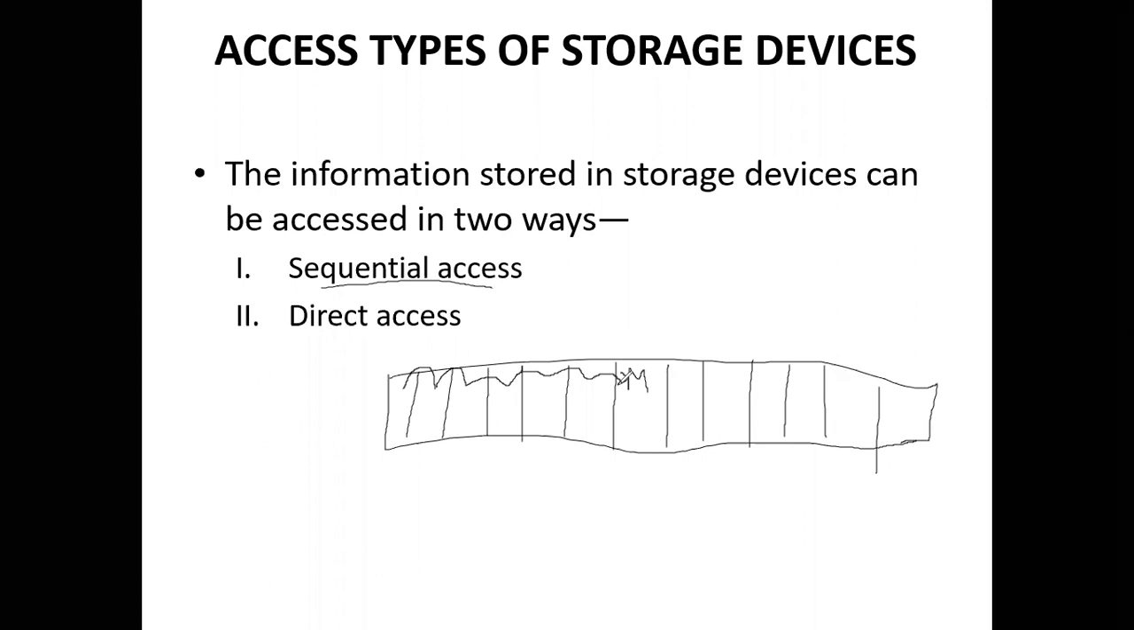Direct access. With direct access, the record is accessed directly, without going through the sequence to say, no, we'll start from here, then go there, then go there, then go there until we get here. No, it will just be accessed directly.